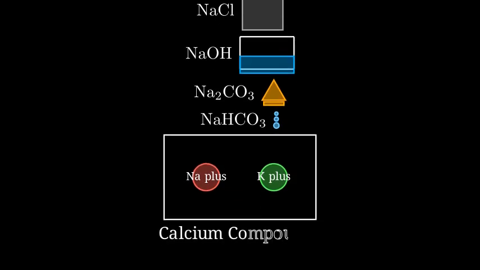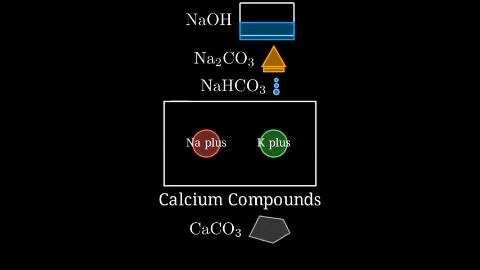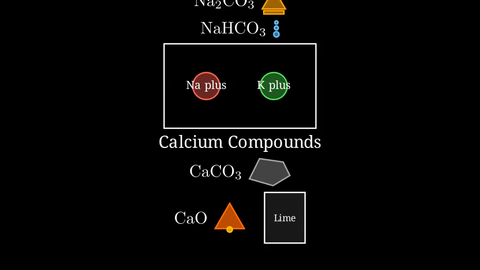Next, calcium compounds, calcium oxide and calcium carbonate. We also discuss lime and limestone and their industrial uses. Calcium carbonate is limestone and marble. It is formed naturally and can be decomposed by heating to make calcium oxide and carbon dioxide. Calcium oxide, or quicklime, is made by heating calcium carbonate.